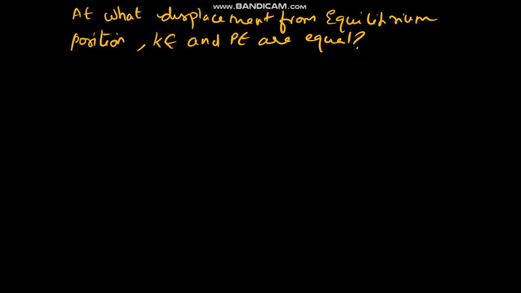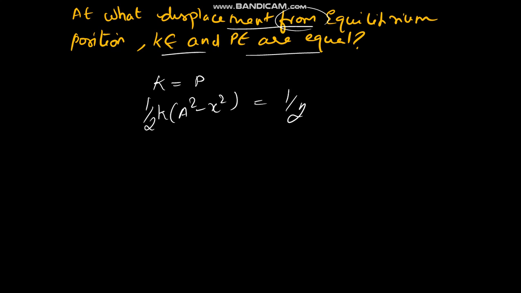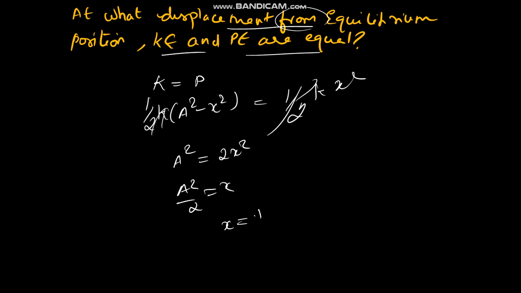Now, at what displacement from equilibrium are kinetic and potential energy equal? Given kinetic and potential energy are equal, so 1 by 2 k into (a square minus x square) is the kinetic energy, and 1 by 2 k x square is the potential energy. 1 by 2 k and 1 by 2 k get cancelled. A square is equal to 2 x square. So a square by 2 is x square, and x is equal to plus or minus a by root 2. So at this distance from the equilibrium, kinetic energy and potential energy are equal, and this is also a common type of question they ask.